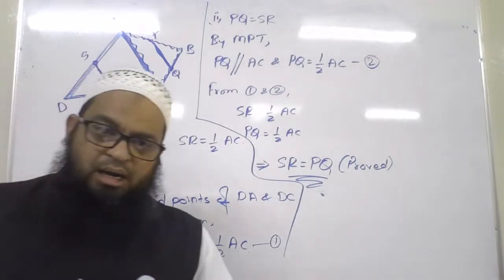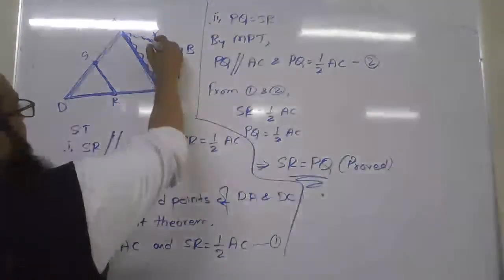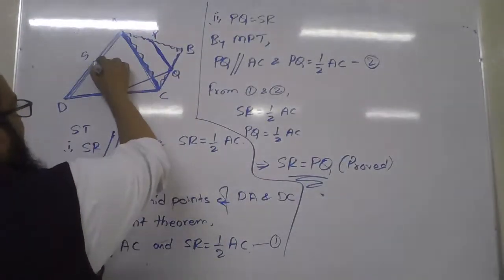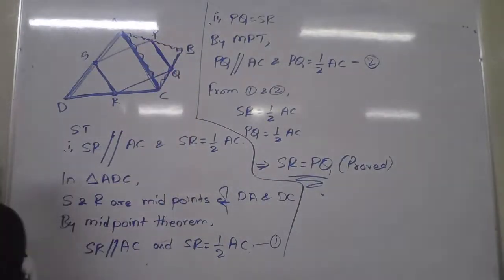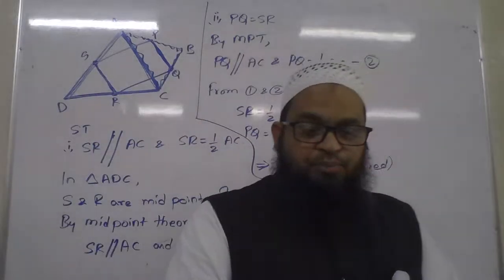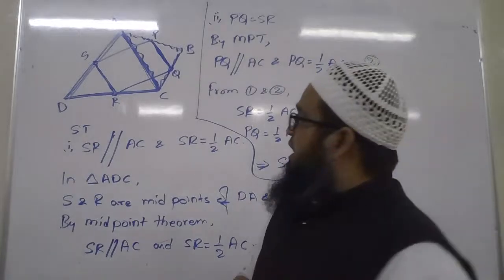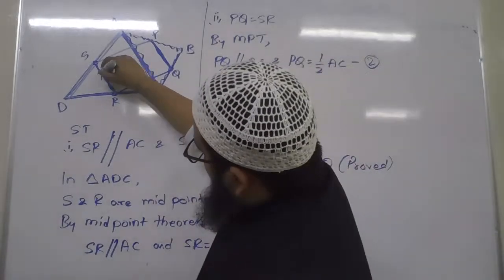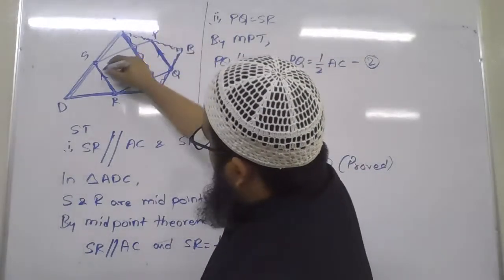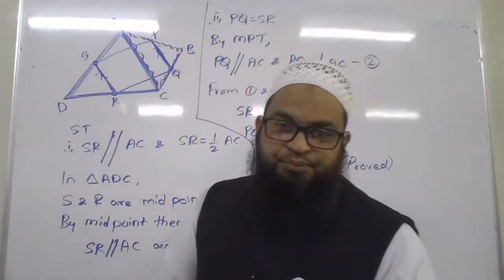Good. And the third part is you have to prove that PQRS is a parallelogram. How will you prove that? See, we have proved that these two sides are parallel and equal because they are equal to common side AC.